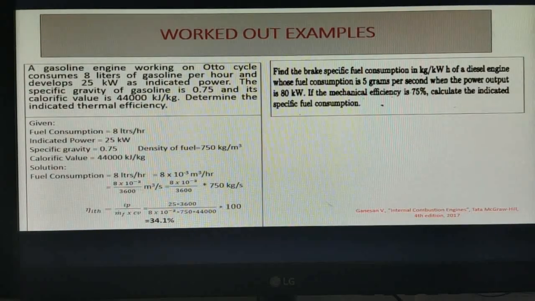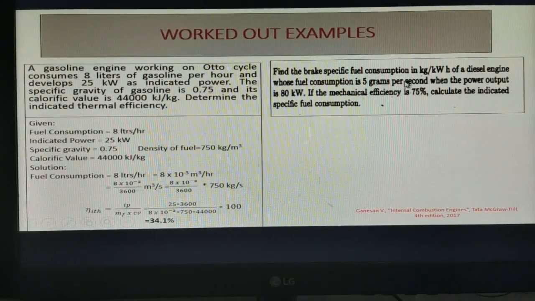Now we'll see the second numerical. Find the brake specific fuel consumption in kg per kilowatt hour of a diesel engine whose fuel consumption is 5 grams per second when the power output is 80 kilowatt. If the mechanical efficiency is 75%, calculate the indicated specific fuel consumption. So we have to calculate the ISFC, but initially we have to calculate the brake specific fuel consumption.